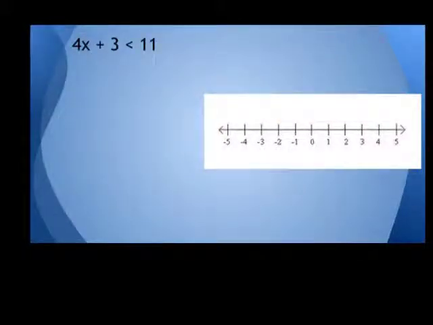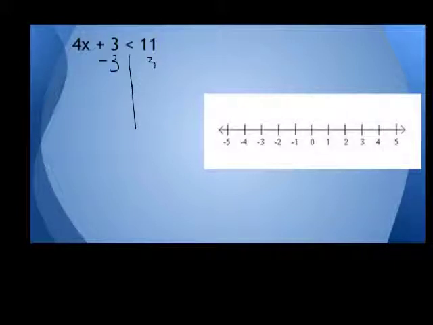Here's another one to solve. We have 4x plus 3 is less than 11. You're going to solve this the same way that you would solve 4x plus 3 is equal to 11, except all that's different is the symbol and that we need to graph our solution. So we've got a variable x times 4 plus 3. The last thing that happened was add 3, so that's the first thing that we need to undo.